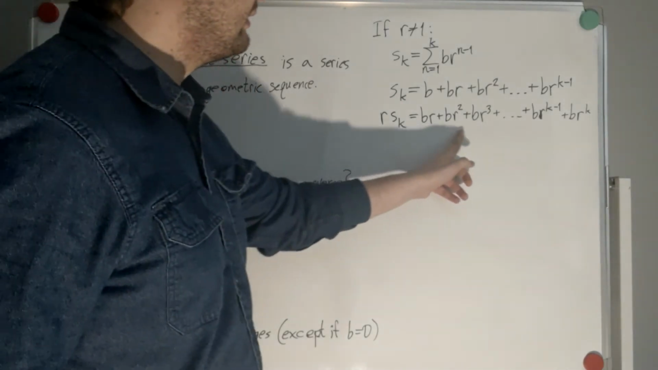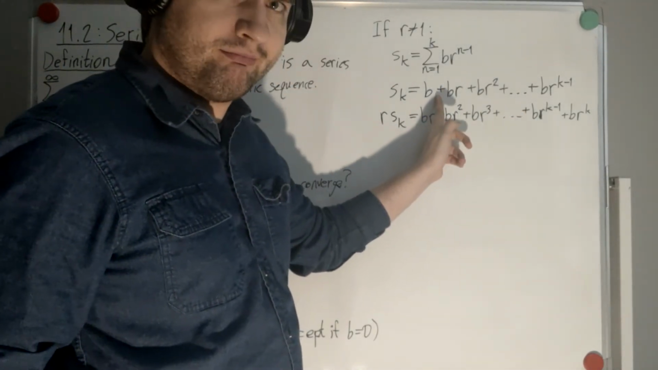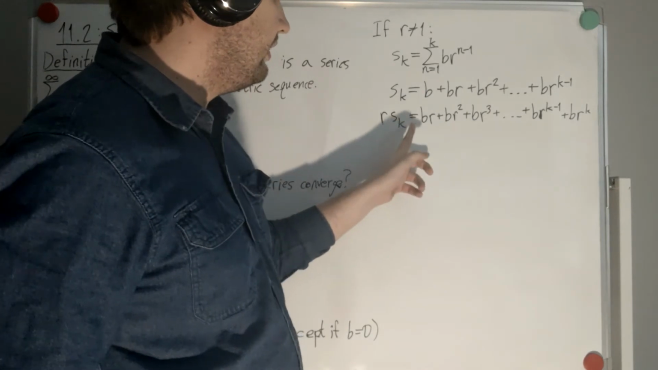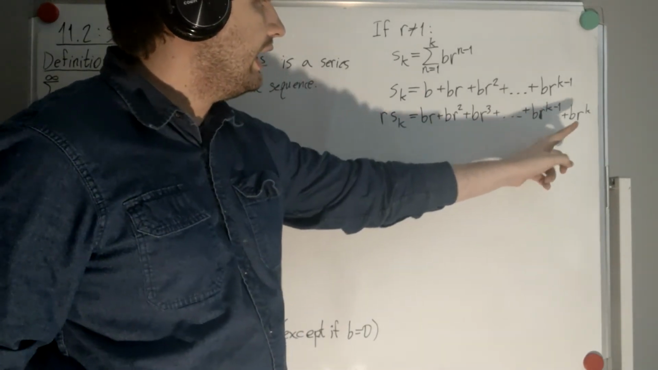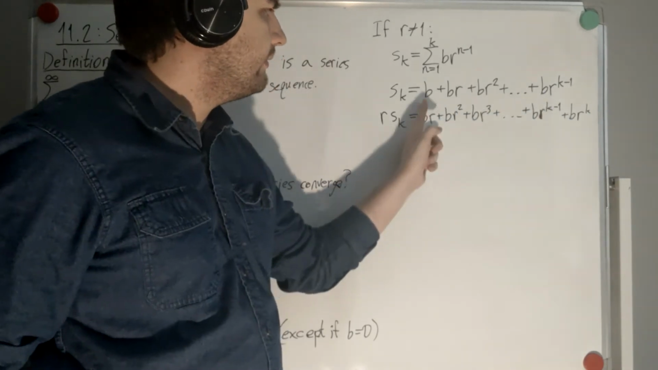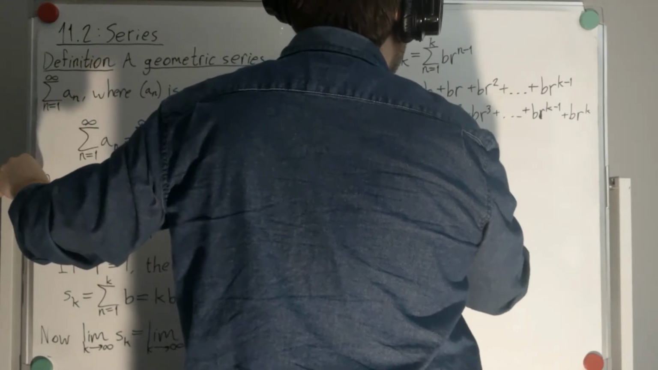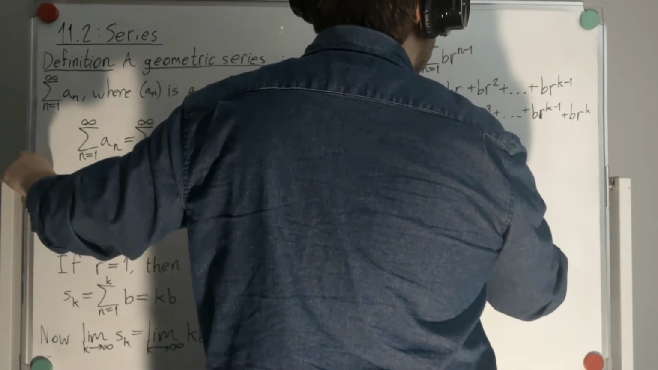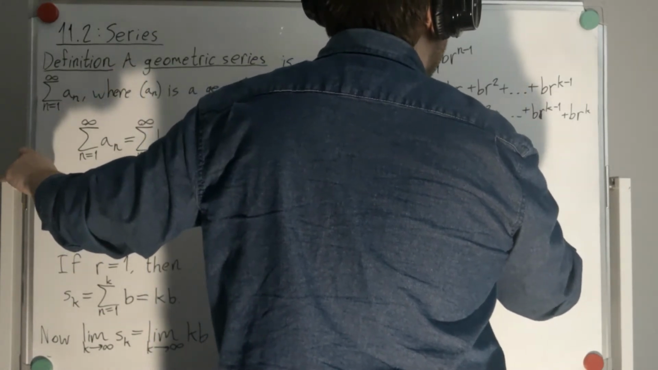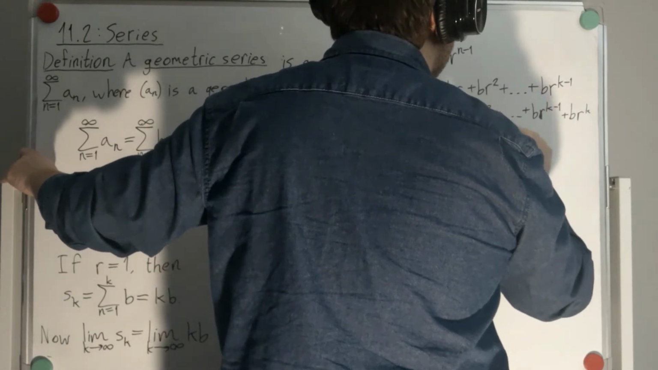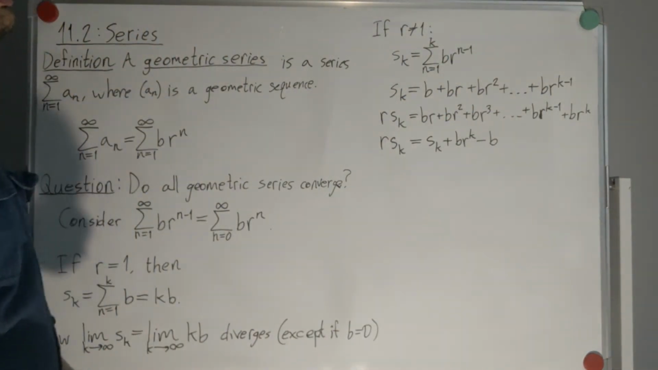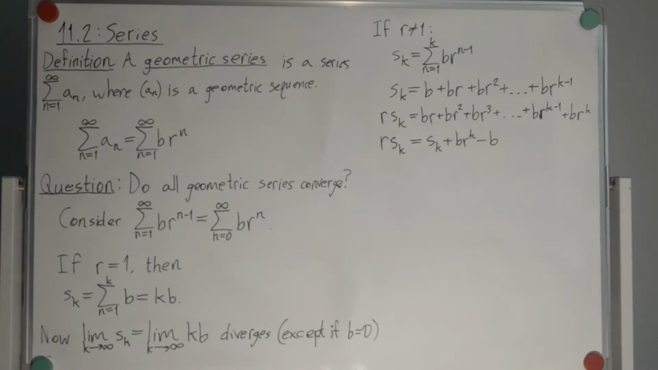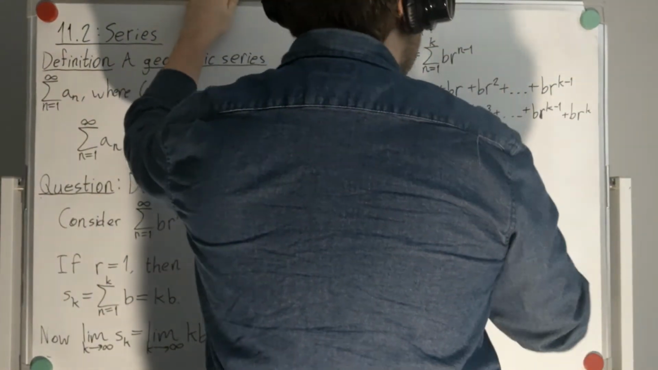But now, if you look at this, it looks an awful lot like this, doesn't it? It looks like all we did when we multiplied by r is we just added another term and subtracted off the first term. And so what we get here is that r times sk is actually the same thing as sk plus br to the k minus b.